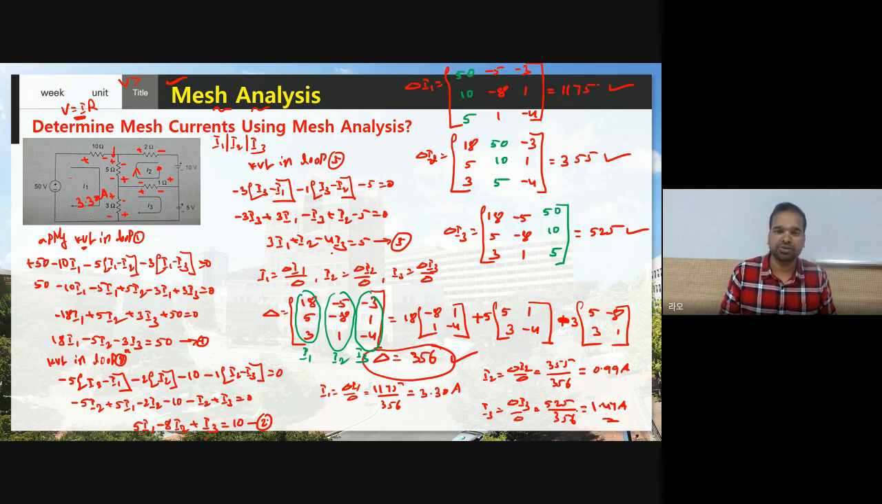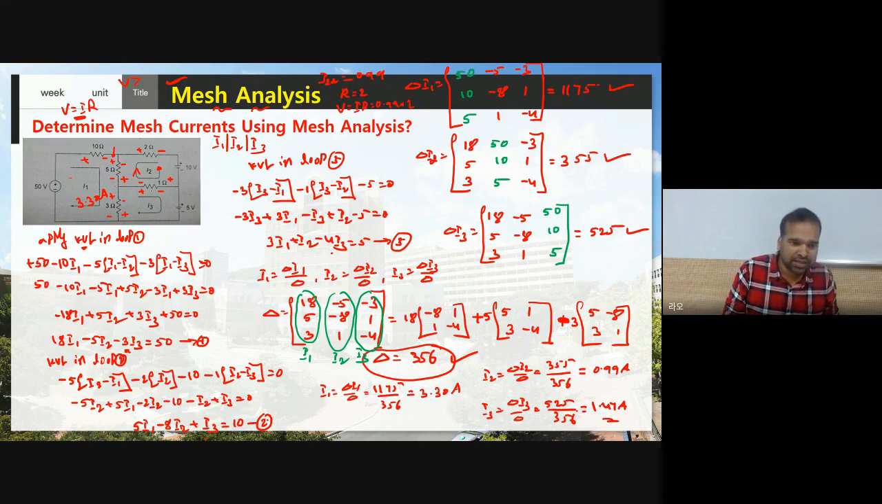Now see here, by using mesh analysis, you find the mesh currents I1, I2, I3. What is the use of these mesh currents? Once you know the mesh currents, you can find whatever parameter you need in this circuit. For example, if you want to know what current is flowing at the 2 ohm resistor, as per our assumption it is I2, which is 0.99. Since you know the resistor is 2 ohm, you can find the voltage V equals IR. If you multiply 0.99 by 2, you can find the voltage. Once you know voltage and current, you can find power at the 2 ohm.